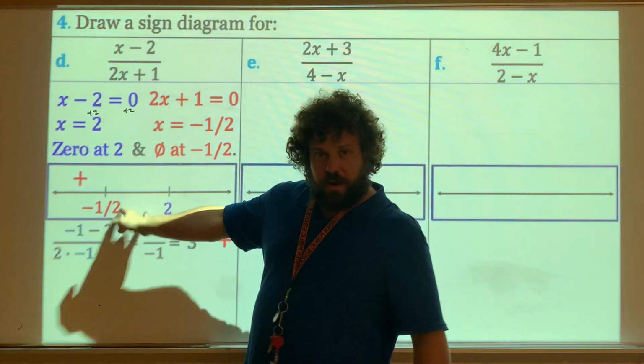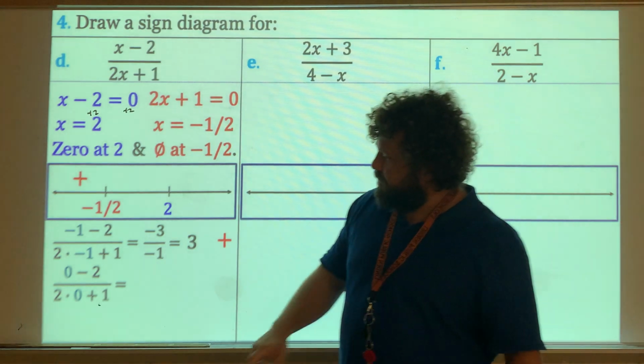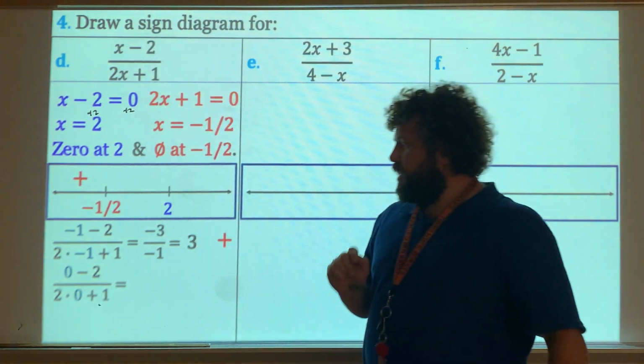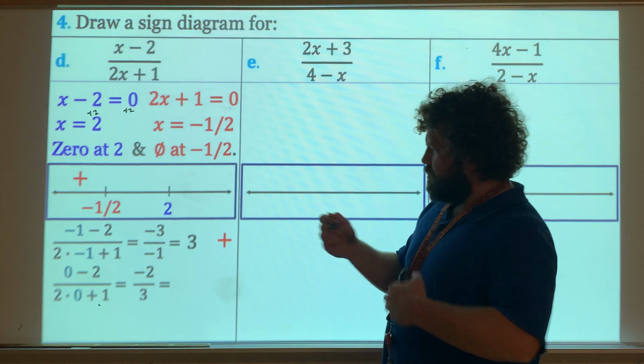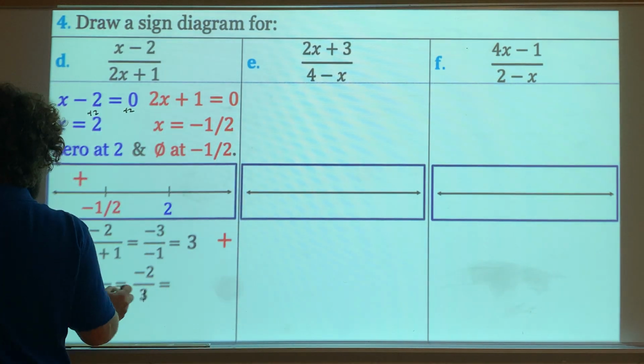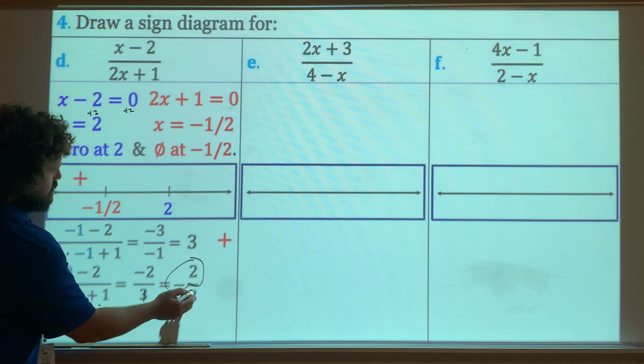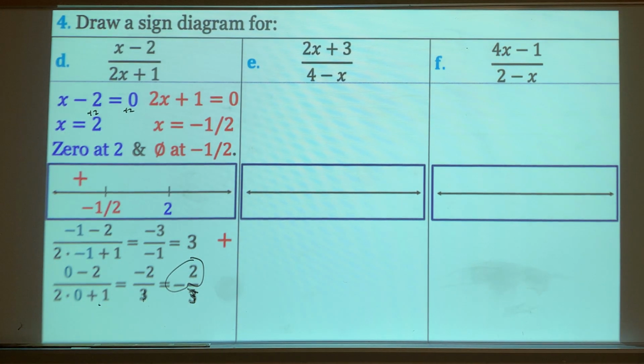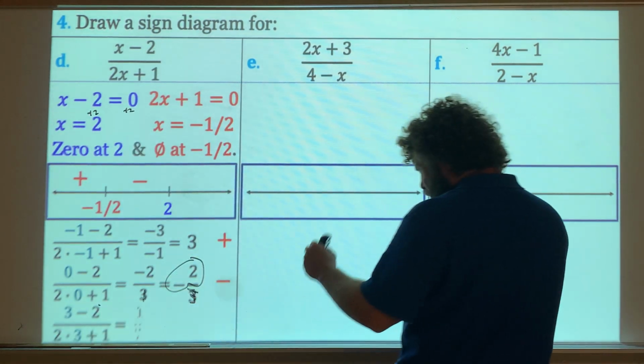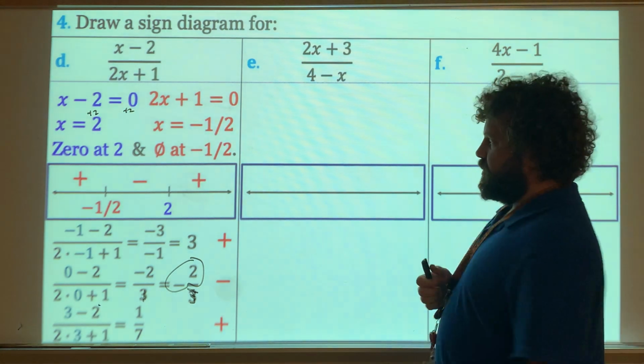Number between these two is 0. 0 minus 2 is negative 2. 0 plus 1 is 1. Negative 2 over 1. Whoa! Negative 2 over 1 is negative 2. I was doing good there too. Negative 2 is negative. I still got the answer. 3. 3 minus 2 is 1. 6 plus 1 is 7. 1/7, yes. That is a positive number.